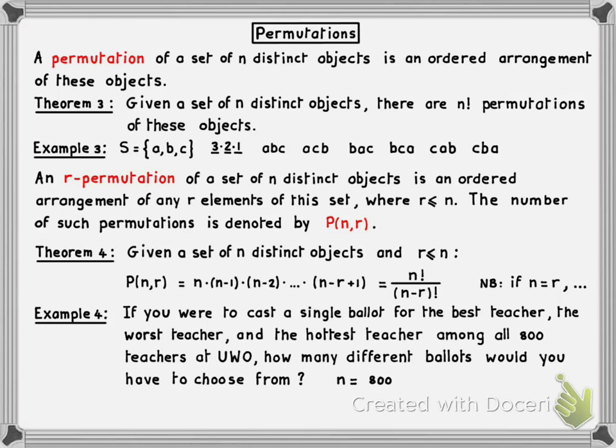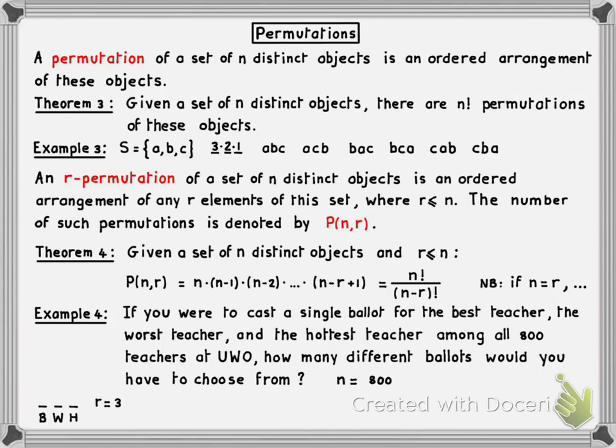So out of a set of 800 elements, you have to pick 3 elements, or 3 teachers. And notice the order of the teachers on the ballot matters because, by assumption, the first position corresponds to your choice for the best teacher, the second position corresponds to the worst teacher, and the third one is the hottest teacher. So first you have to pick a set of 3 teachers, and then you have to order them, since the order determines the category in which they win. So r is equal to 3 because you have to consider all the subsets of size 3, and then you have to count all of the arrangements.